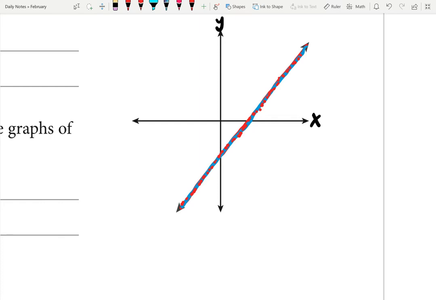Because a line is essentially just made up of infinitely many points all put together, right? That's what a line is. So that's why we say infinitely many solutions, because on that line there are infinitely many points. But it doesn't mean every point, because obviously there are points all the way over here on our grid that are not on the lines, and they are not the solution.